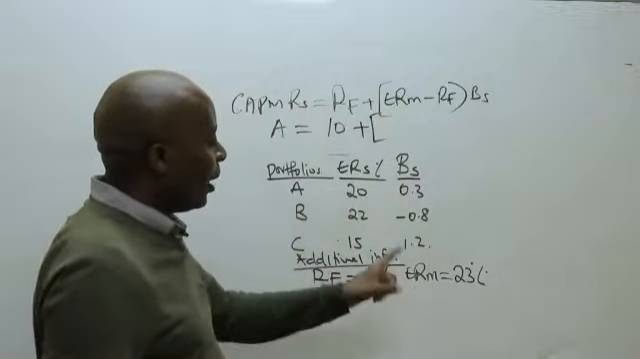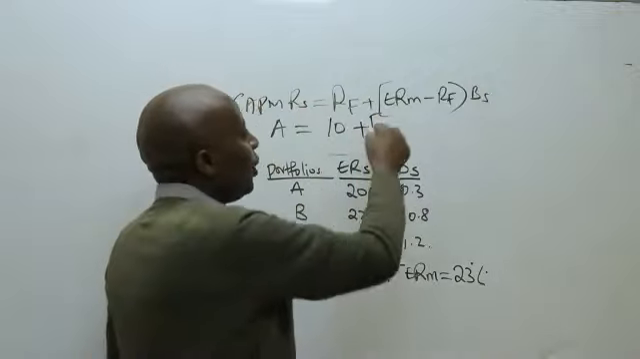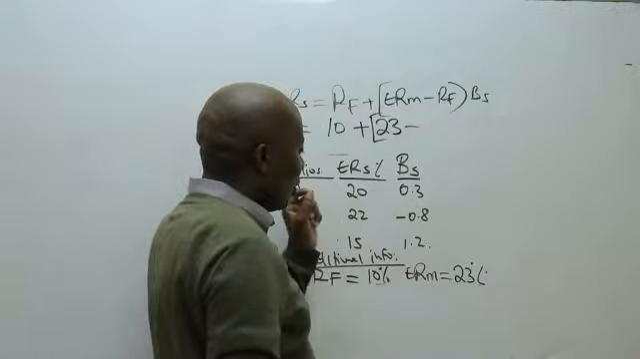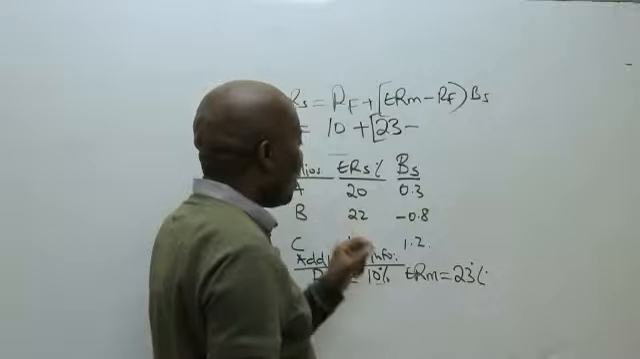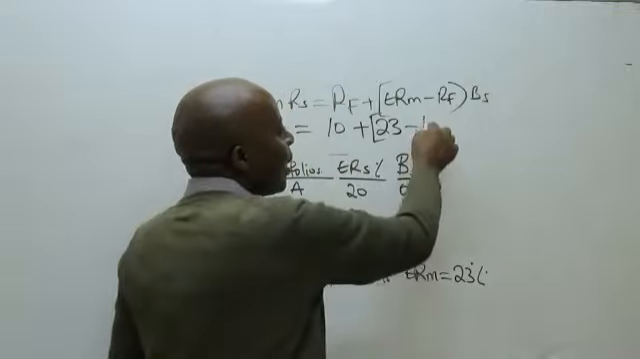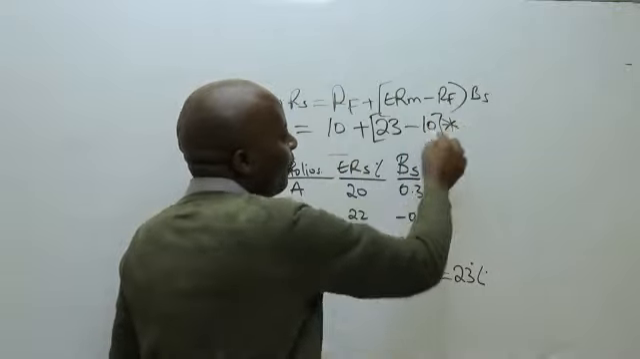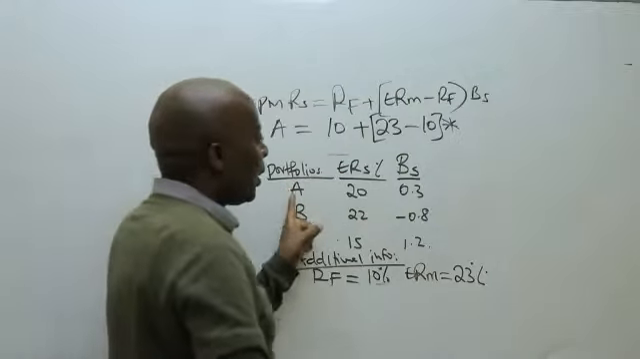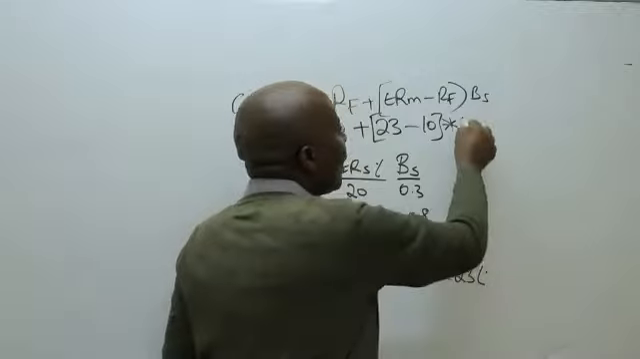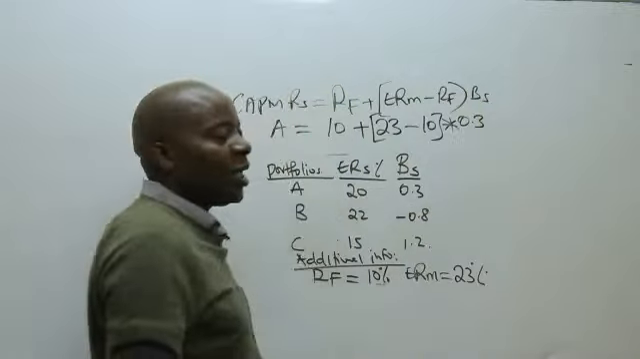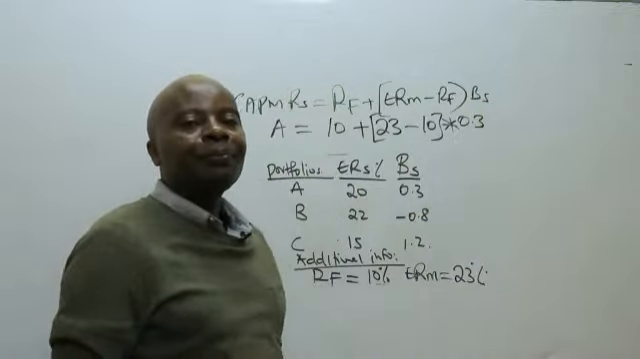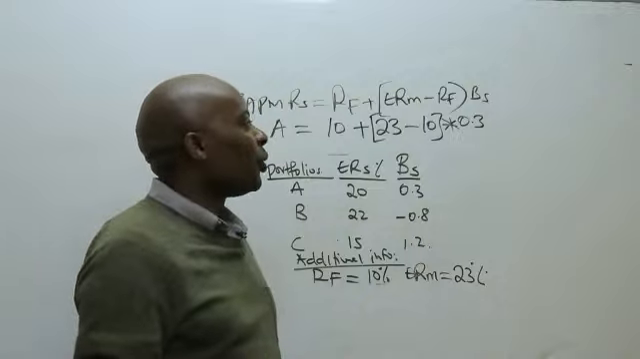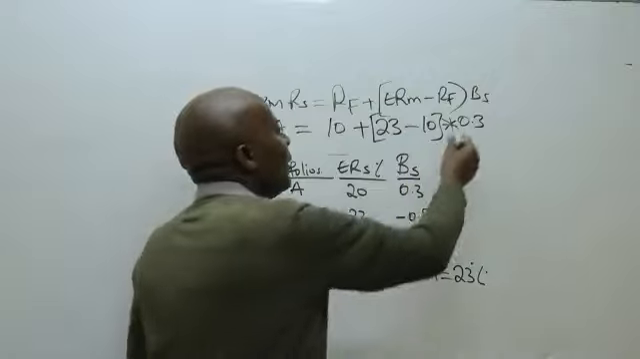Expected returns of the market, 23, minus the risk-free rate of return. Ladies and gentlemen, the risk-free rate of return here is 10. 10 multiplied by the beta of security A. Beta of security A is 0.3. So could you kindly give me this answer?